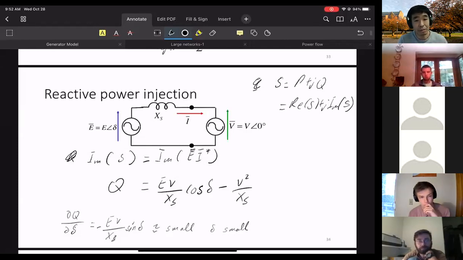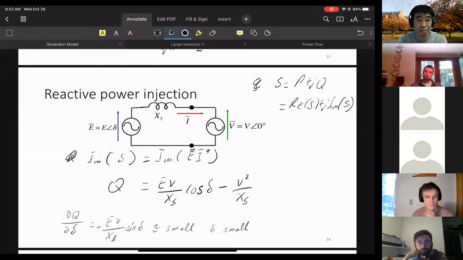But don't worry too much about this. We worry less about Q than P. Any questions about this? You mentioned that you don't want a negative reactive power injection. Is there a reason for that? So you don't want it to be really big, right? It can be negative. What you don't want is, say, E being an order of magnitude smaller than V, then the V squared term dominates.